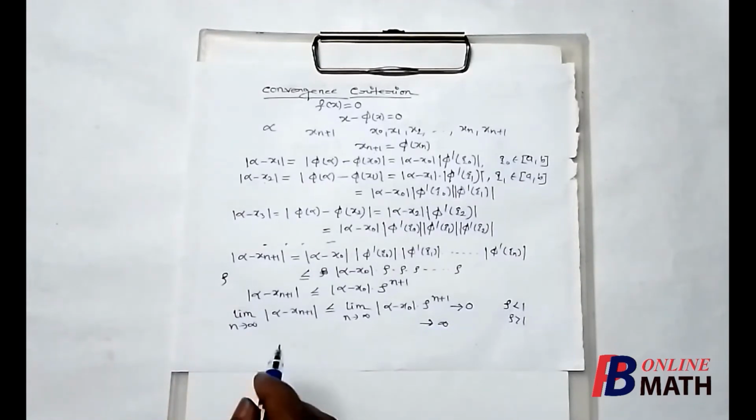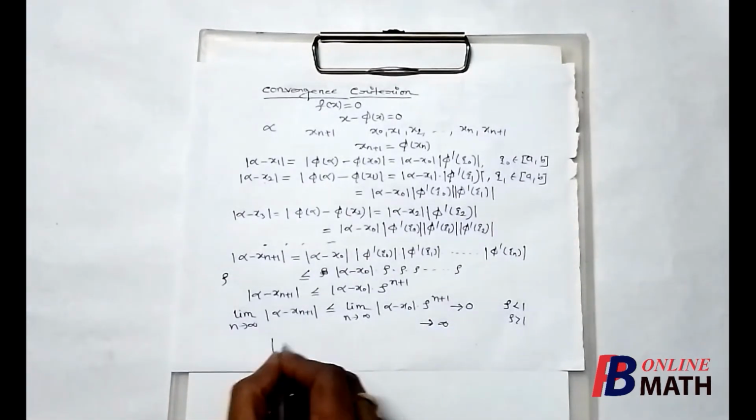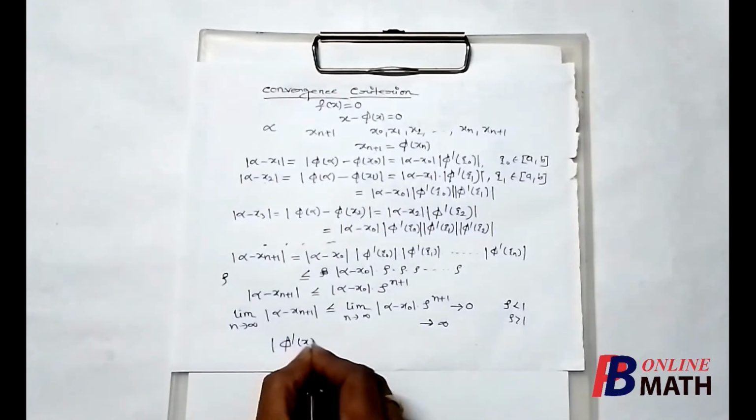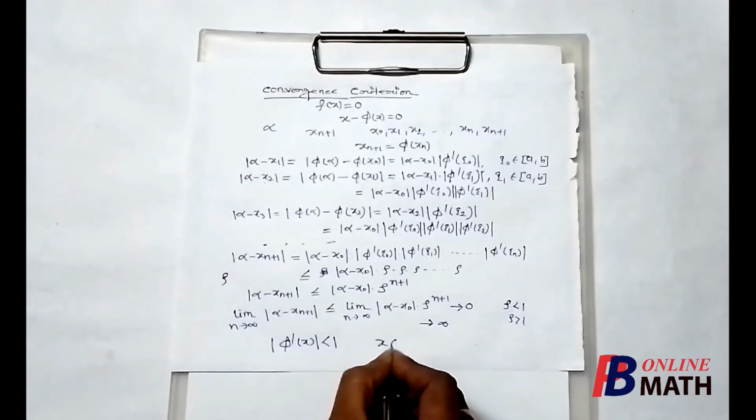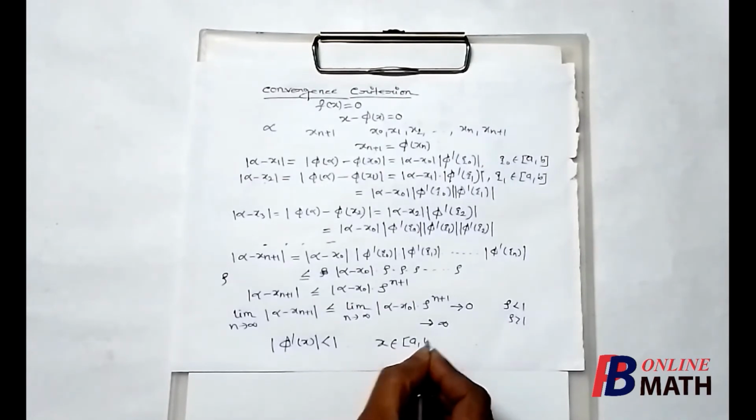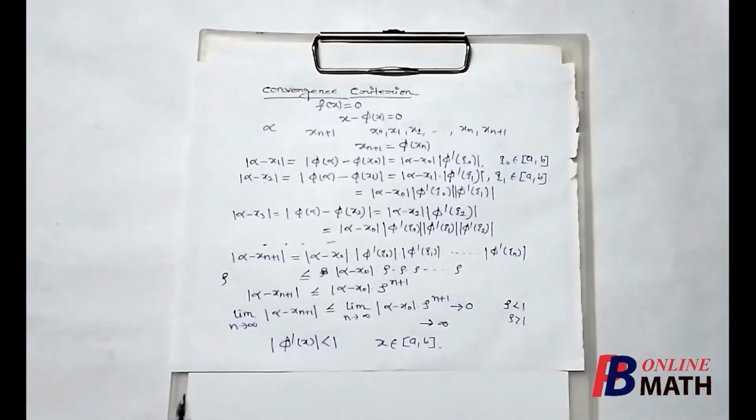Therefore the condition is that modulus of phi dash x should be less than 1 for any value x belonging to this closed interval a to b. So this is the required convergence criterion for the fixed point iteration method. So this method converges if modulus of phi dash x is less than 1 for any value of x belonging to a to b.